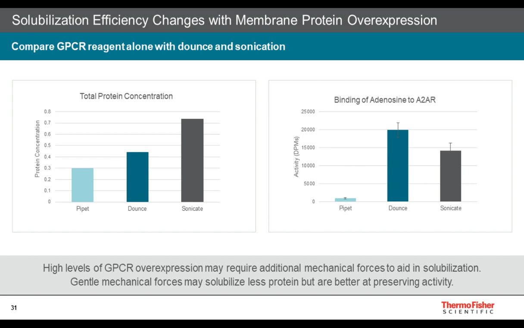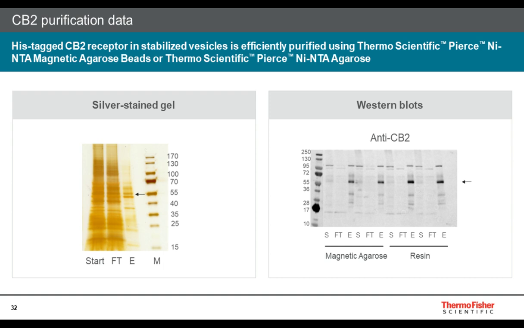It is also possible that the overexpressed GPCR that remains insoluble may not be material that you actually want to use, as it may be improperly folded or aggregated. So taking the solubilized GPCR and purifying it over nickel NTA agarose or magnetic agarose, according to the workflow described in a previous slide, we show that we can purify the Cb2-GFP fusion. The Western blot on the right confirms the identity and the size of the isolated construct, and that it was efficiently captured and eluted from the IMAC purification support, if you look at the lanes marked E for elution.